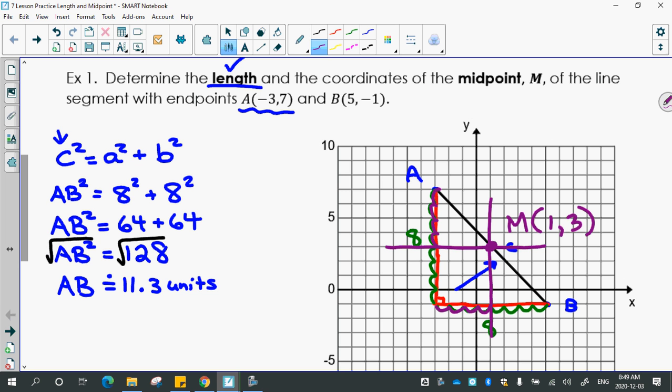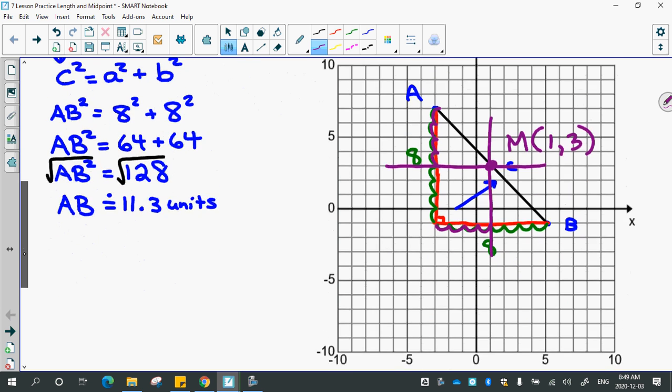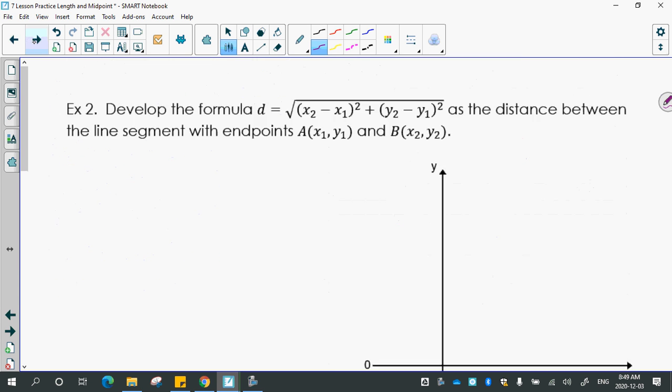So that's just using kind of like a grade 9 way of doing this question. Okay, like a little review of what we did last year. You would have been able to plot points, figure out the length of the side using Pythagorean theorem, and reason through where the midpoint would be. Okay? So now we're going to look at what's new for grade 10 with analytic geometry for this stuff. So we're going to develop this formula to find the distance between 2 points.